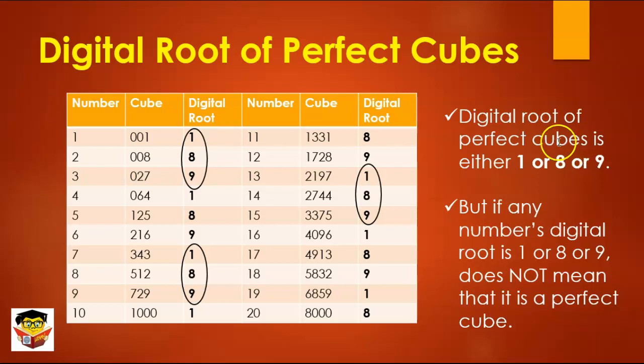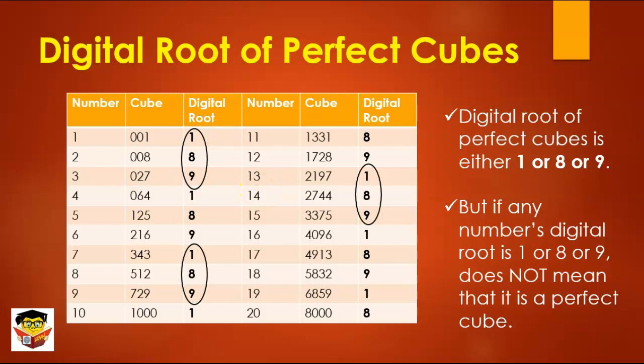But again, digital root of perfect cubes are either 1 or 8 or 9, but that doesn't mean that if any number's digital root is 1 or 8 or 9, then it is a perfect cube. No, it does not mean that. But the converse is true. If any number is a perfect cube, then its digital root has to be either 1 or 8 or 9, not the other way around.